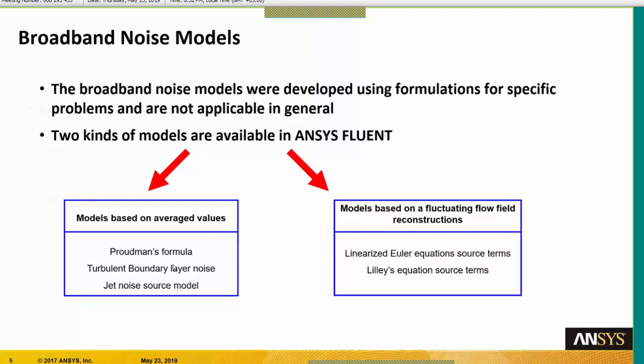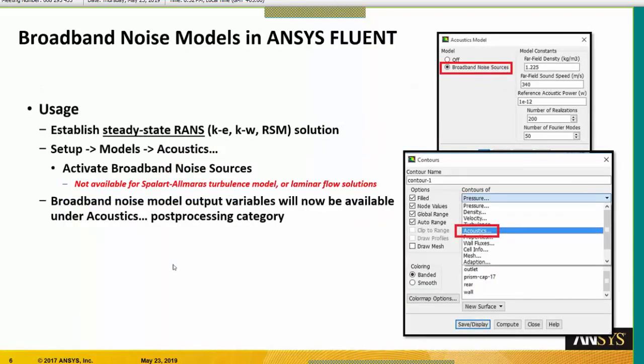We'll pass rapidly on this model just to show you. In the GUI, you have converged your steady state runs calculation. Now you go inside the tree and you go to acoustics, you double click, and this window will open. And here you are able to choose these broadband noise sources.